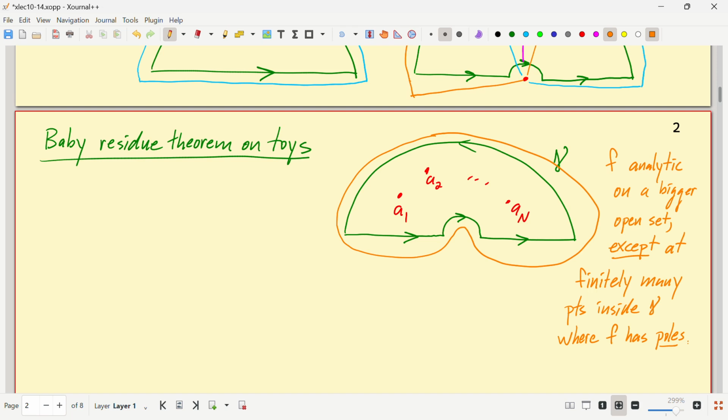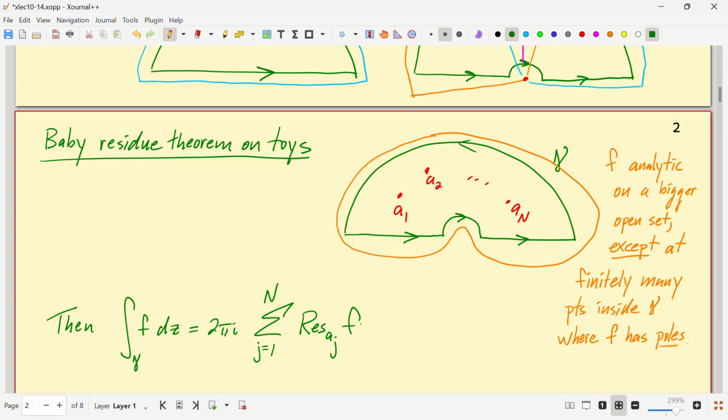Okay, and then the theorem is that the integral around gamma of f dz is easy to calculate. It's just 2 pi i times the sum, j equals 1 to n, of the residue at aj of f. And I'll refresh your memories about what I mean by the residue. Question about that?